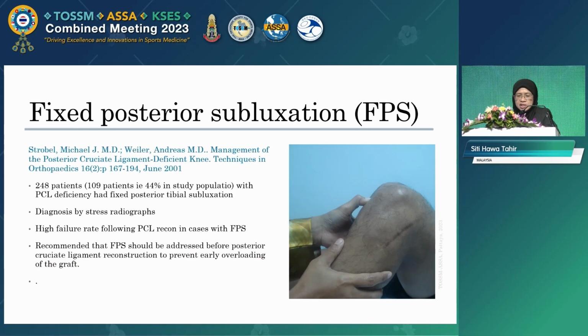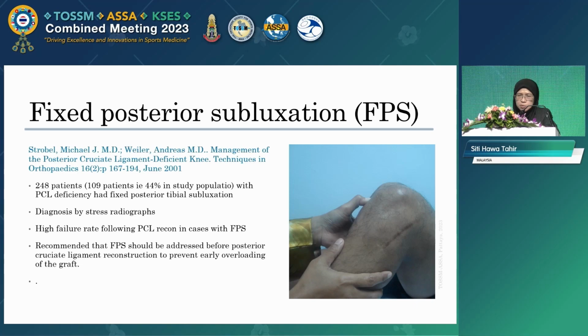So fixed posterior subluxation is the terminology described by Strobel and his co-authors in Techniques in Orthopaedics. He studied 248 patients who had PCL deficiency, out of which 109 patients, which is 44% of the study population, had fixed posterior tibial subluxation.